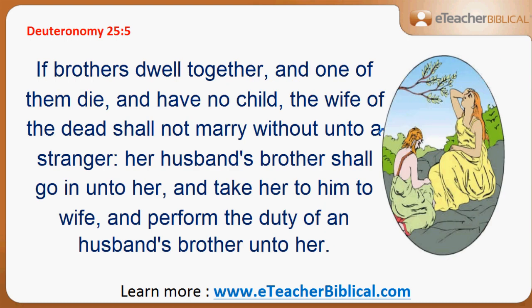So the law is like that. If brothers dwell together and one of them die and have no child, the wife of the dead shall not marry without unto a stranger. Her husband's brother shall go in unto her and take her to him to wife and perform the duty of an husband's brother unto her.